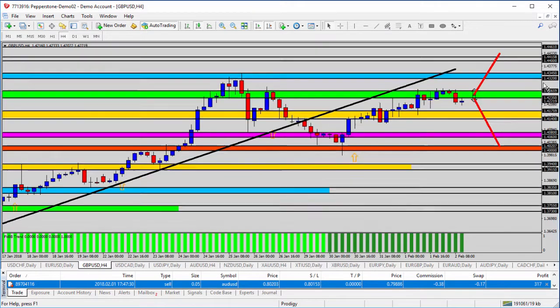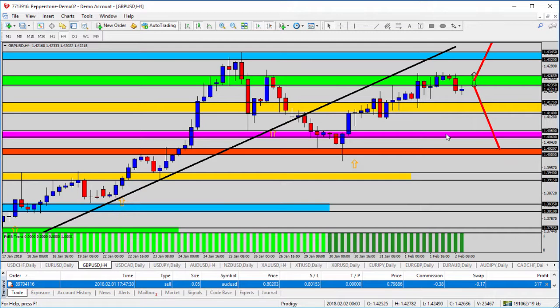So the green zone is the area to watch. Watch for the news, see if it's positive or negative, and then look for the trade setups to happen right around this green zone for your lowest risk and highest reward for the pound dollar today.